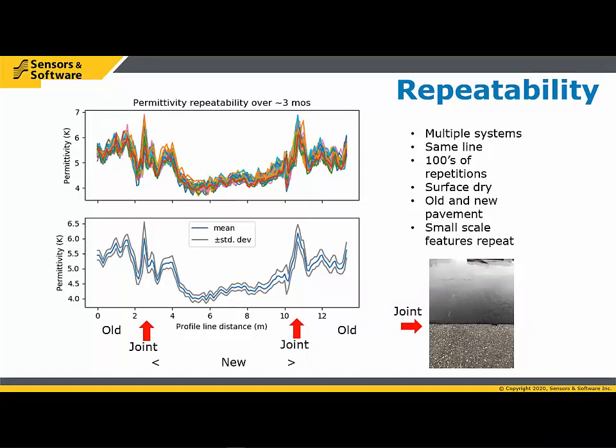And in this data set, it's interesting because we have an old asphalt here and an old asphalt here and a new zone of asphalt in here. And you can see the joint right here is one of the joints right there. And this new asphalt is quite a bit more uniform than the older asphalt shows, but you can see the differences and you can see the consistency.